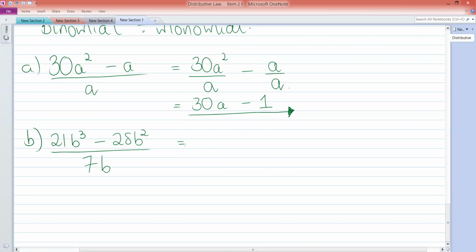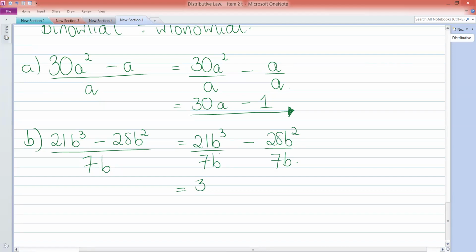I can split the question, right? So let's go ahead and split it out. It's going to be 21b to the 3 divided by 7b, minus 28b to the 2 divided by 7b. Okay, 21 divided by 7, that is 3.